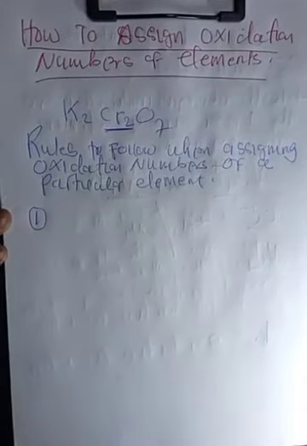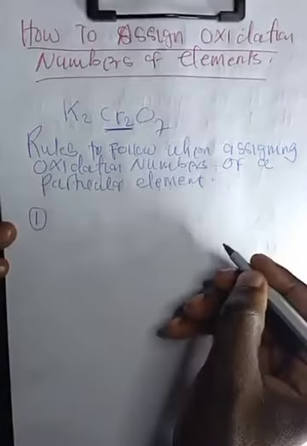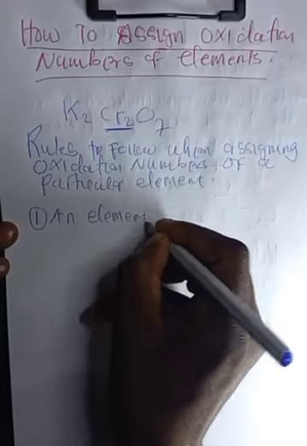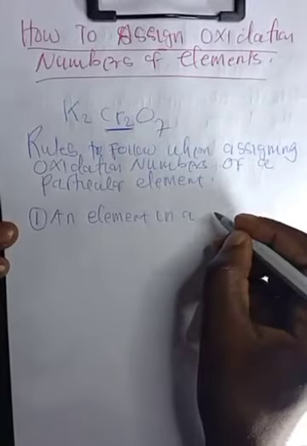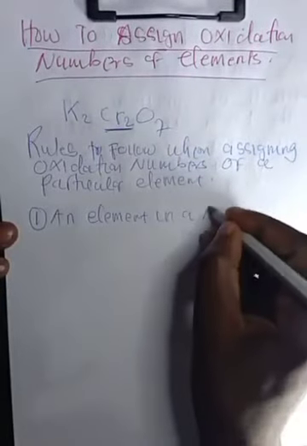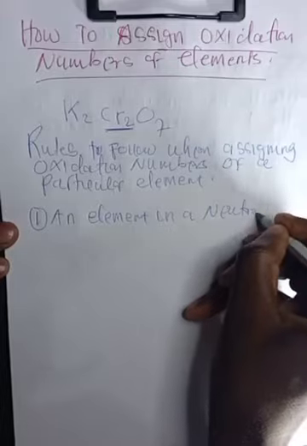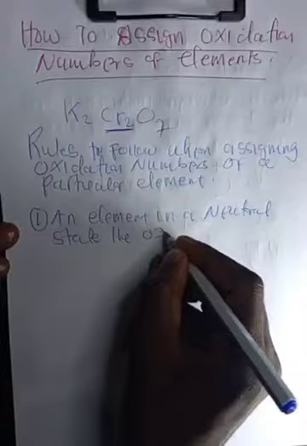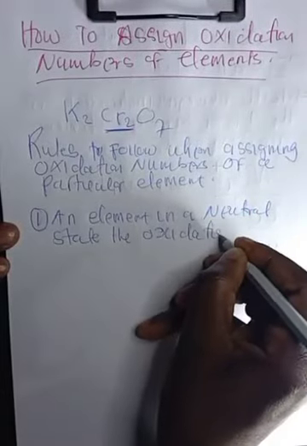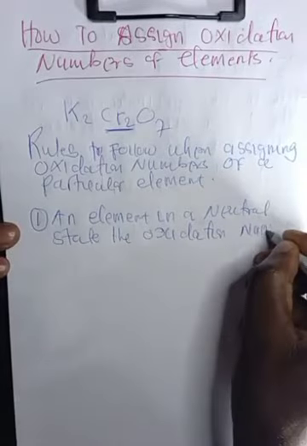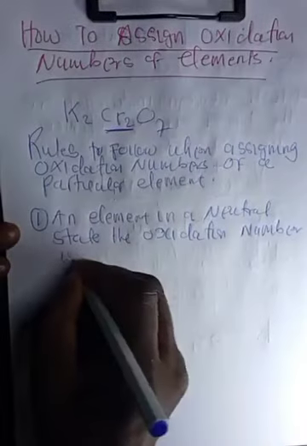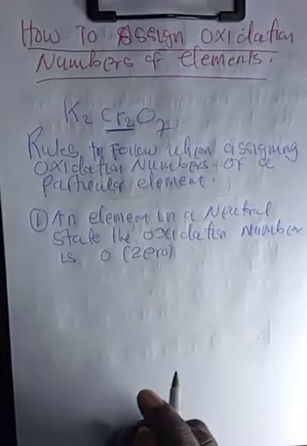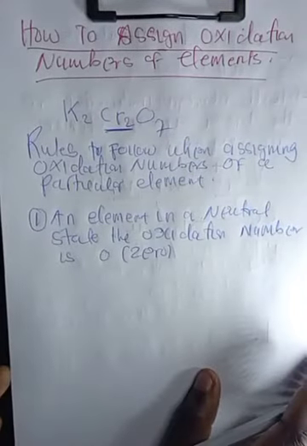Rule number 1 is very simple: an element in a neutral state, or natural state, has an oxidation number of 0. So let's write in brackets 0. For example, we say an element in its natural state, the oxidation number is 0.